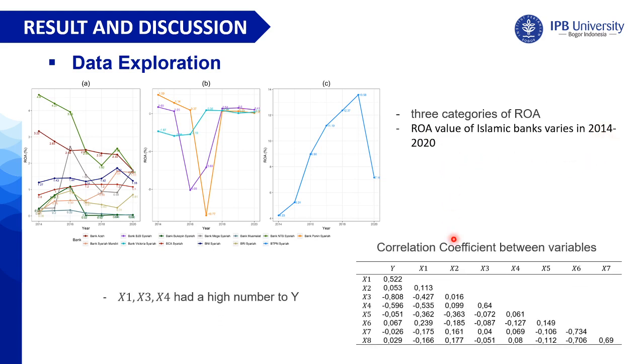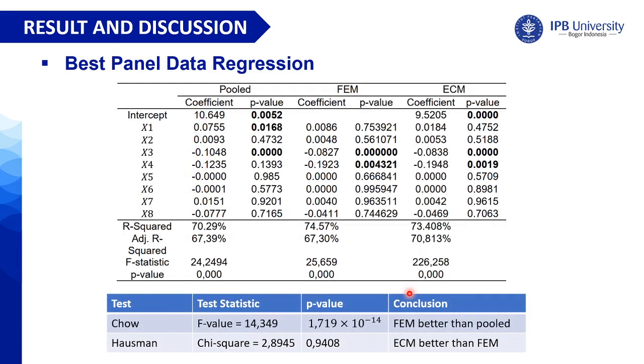Moving on from the ROA value, here is the correlation coefficient between variables. Notice that x1, x3, and x4 had a high number to y, so these variables potentially have a significant effect on ROA. And here is the model of pool, fixed effect, and error components. In pool, the significant variables are x1 and x3, but in fixed effect and error components, the significant variables are x3 and x4. To choose the best model, we perform the Chow and Hausman tests.